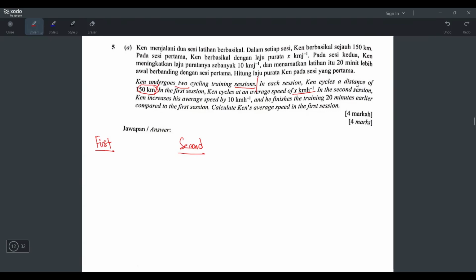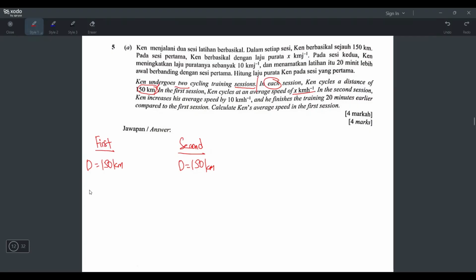So both sessions, they already said here, in each session, it means both sessions are also the same. The distance is 150, so I'll just write here D is 150 kilometers. Okay, for both also the same, first and second. And then the first session, Ken cycles at an average speed of X kilometers per hour.